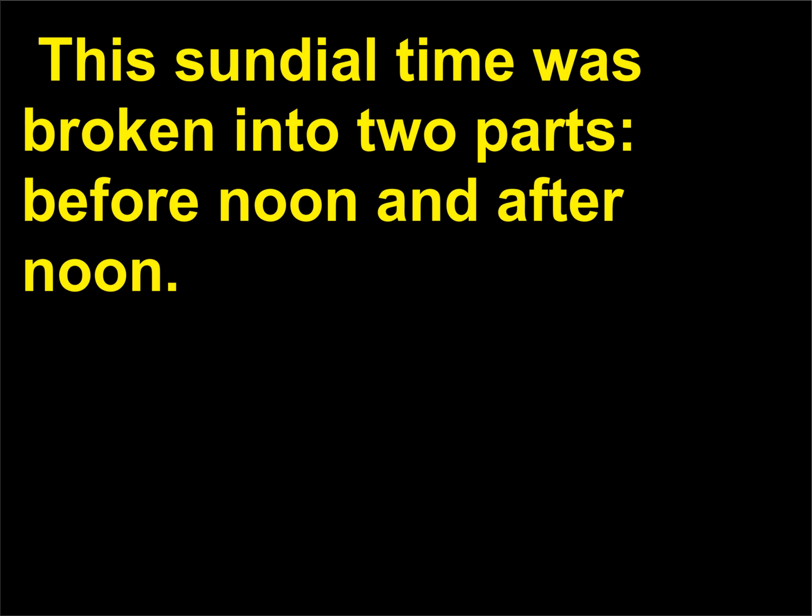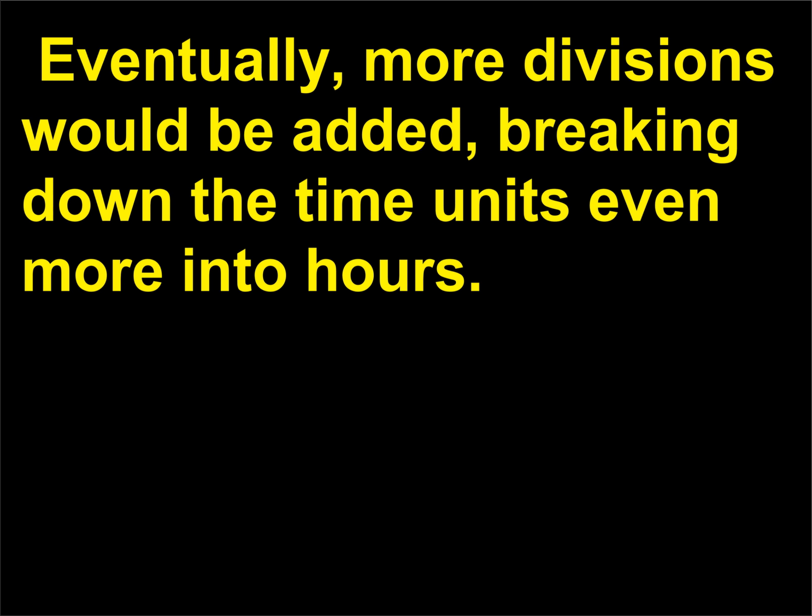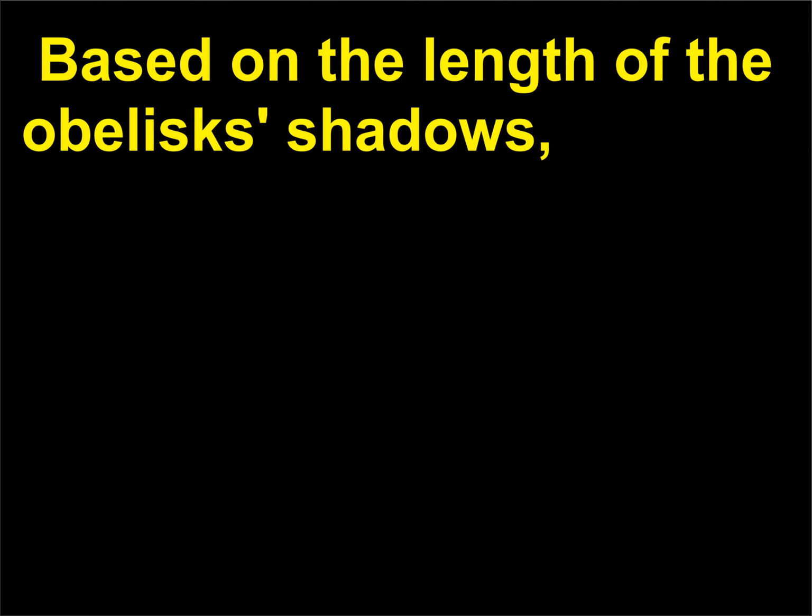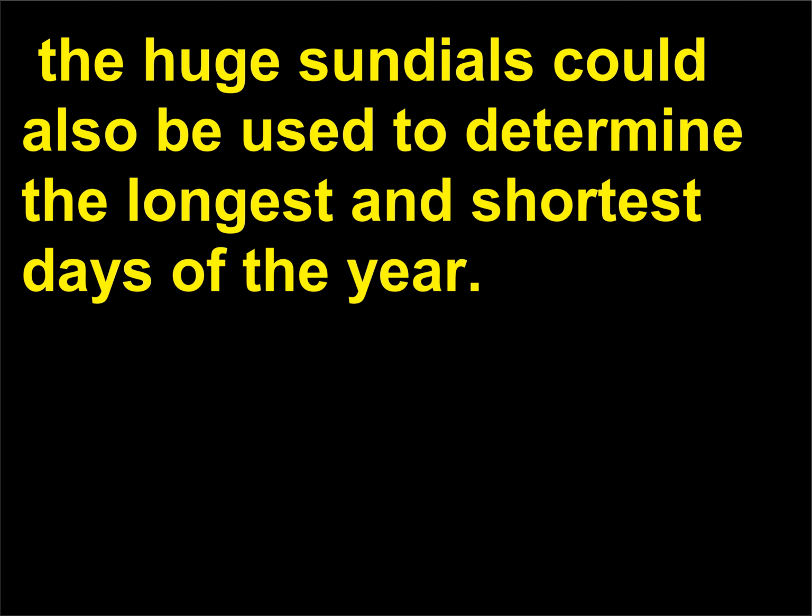This sundial time was broken into 2 parts, before noon and after noon. Eventually, more divisions would be added, breaking down the time units even more into hours, based on the length of the obelisk's shadows. The huge sundials could also be used to determine the longest and shortest days of the year.